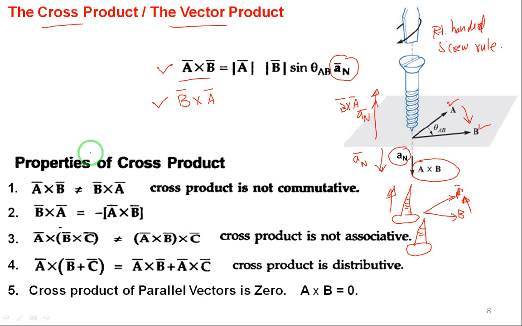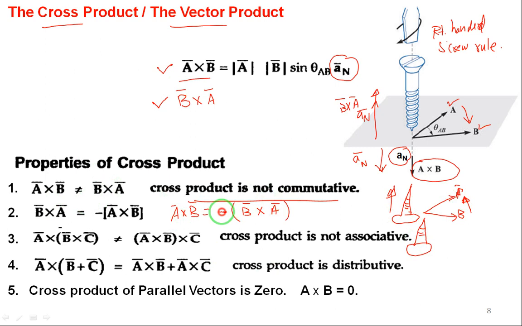A few of the properties we have seen in the dot product. Here we see a few of the properties of the cross product. First property says that the cross product is not commutative. A cross B is not equal to B cross A. Then what is A cross B? A cross B is equal to minus of vector B cross A. It means the direction gets reversed.